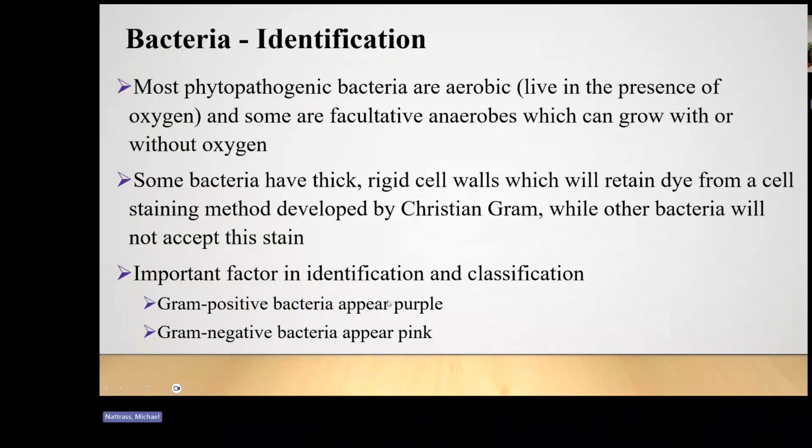Another important factor for identification is whether it's gram positive or gram negative. If you were to have an issue, you would send that off to the plant diagnostic lab. The first thing they would do is look at it and determine if it's likely to be a bacteria or a fungi or a virus, and then they'll look under the microscope and test for gram positive or gram negative. That gives them a diagnostic tool to determine what the next step in the process is.